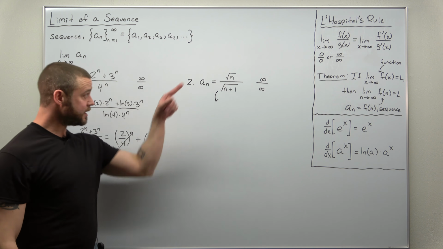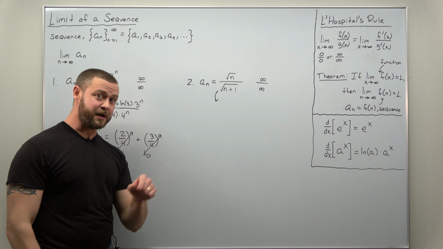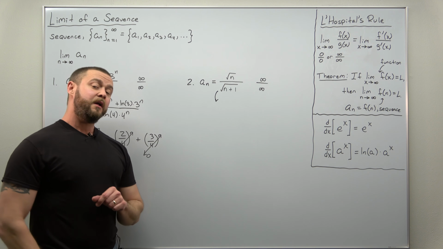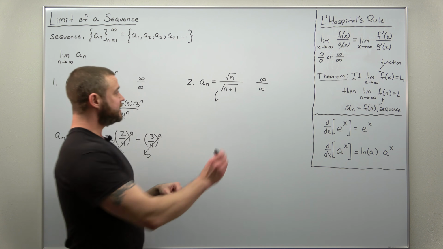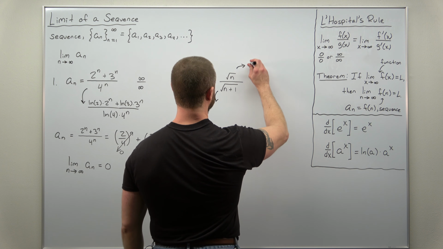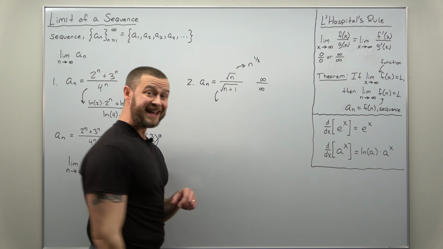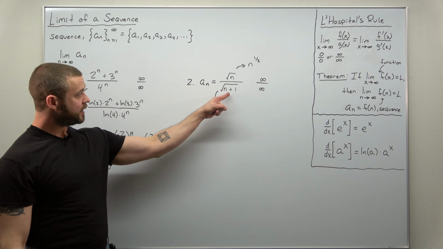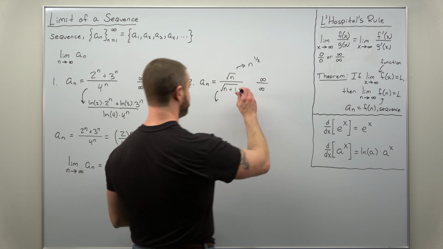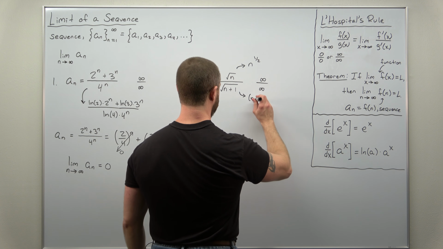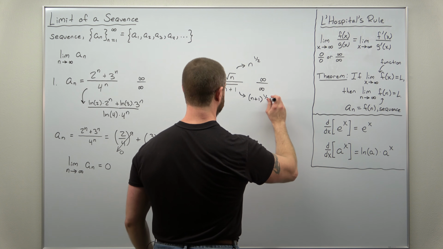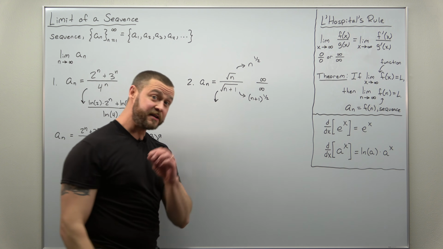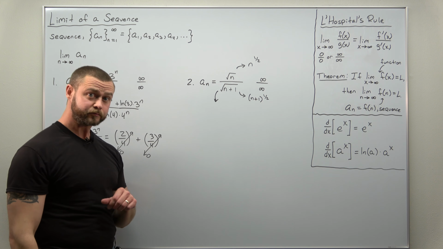So we're just going to calculate the derivatives of numerator and denominator individually. It might be helpful to rewrite this as n to the 1/2, and then this denominator as n plus 1 to the 1/2. That's going to make finding the derivatives a little bit easier.